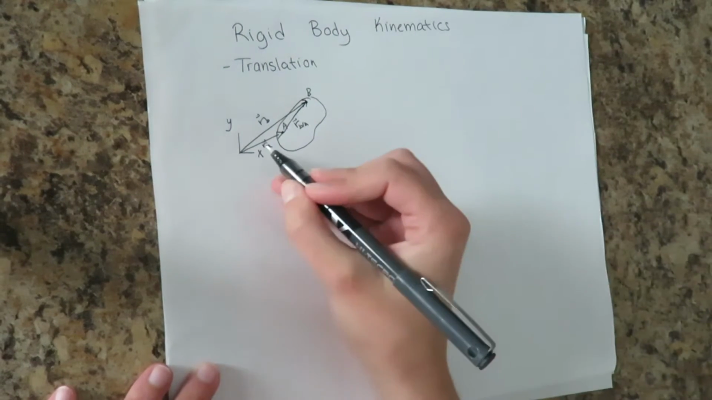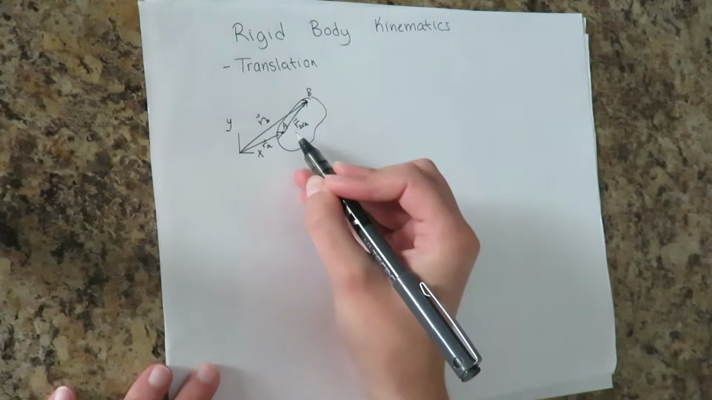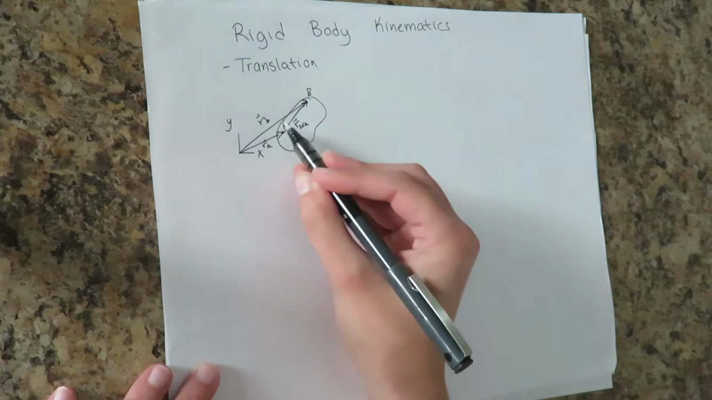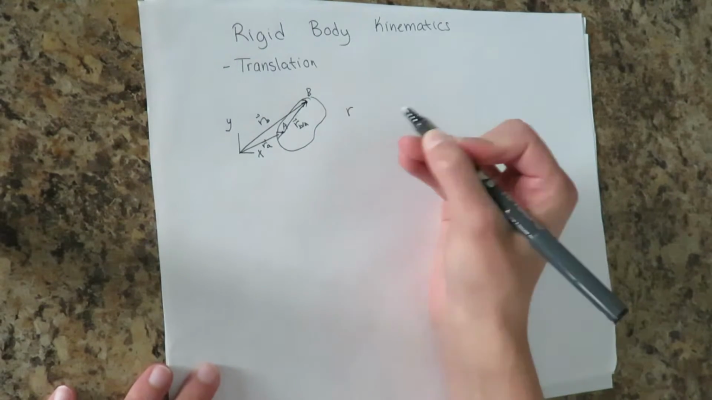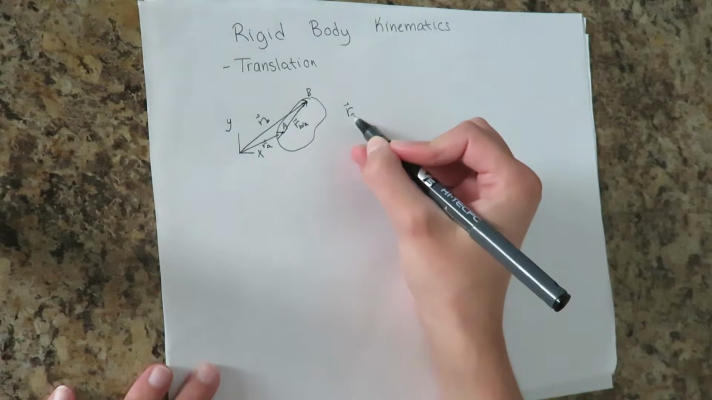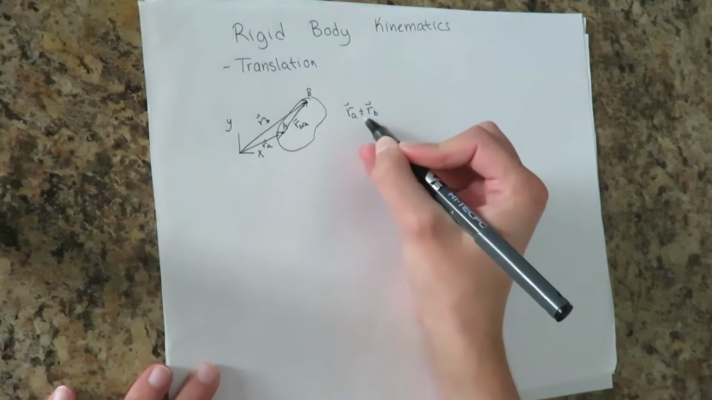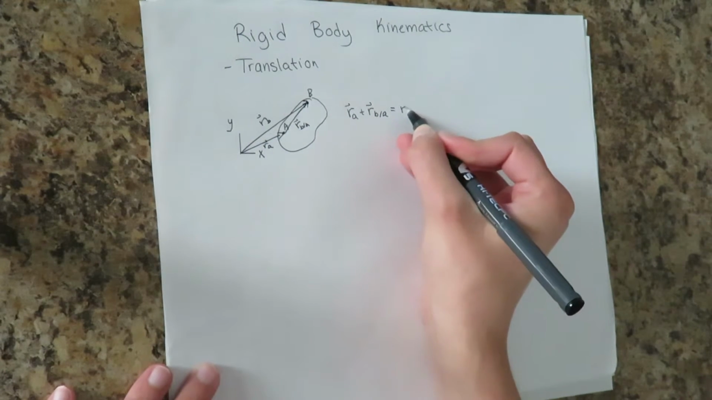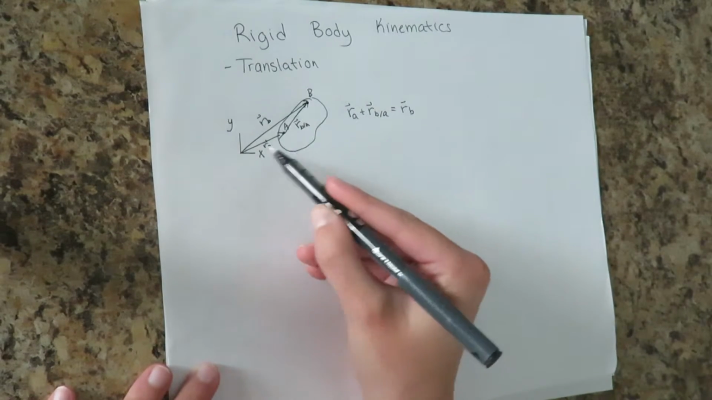So we have RA and we have RB/A, and then we have RB. If you're just looking at the geometry of this, we can find that this is just vector addition. So RA plus the vector from A to B, RB/A, is equal to RB. That makes sense, right?